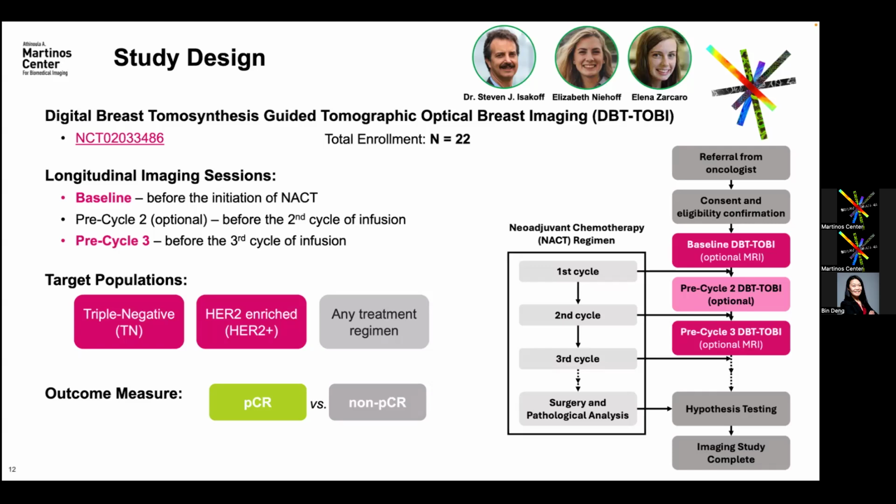So we totally recruited 22 patients, and several dropped out before we started, and there's missing data in a few other patients. So eventually there are 14 patients we included in this group analysis, and 5 of them achieved PCR and 9 did not achieve PCR. Additionally, 10 patients participated in the optional pre-cycle 2 scan, and among them 4 achieved PCR and 6 achieved non-PCR.